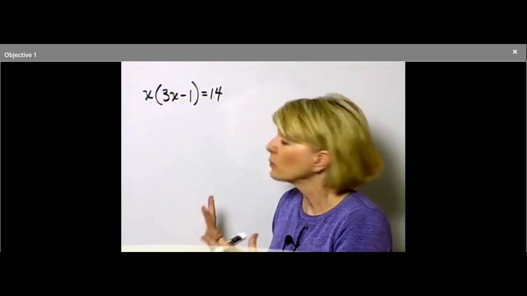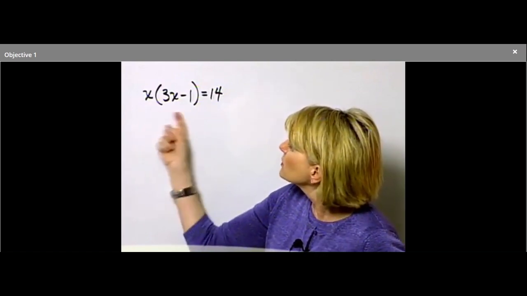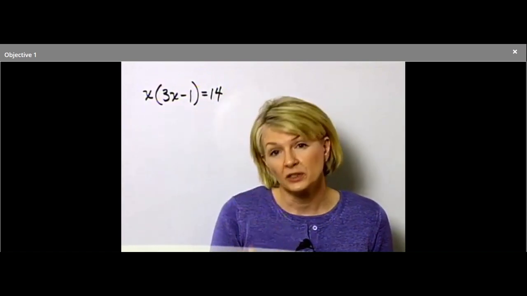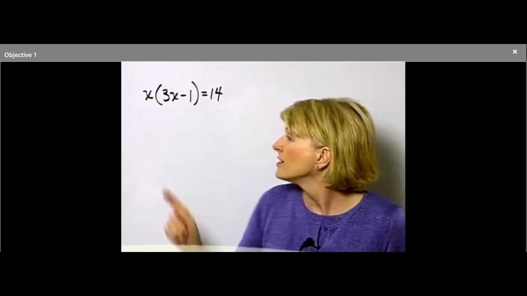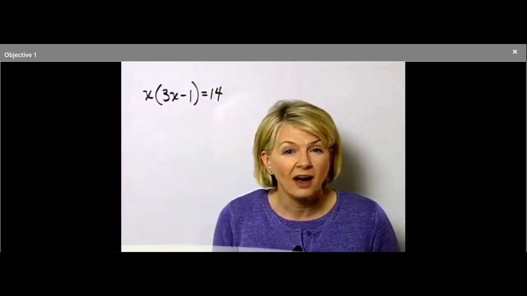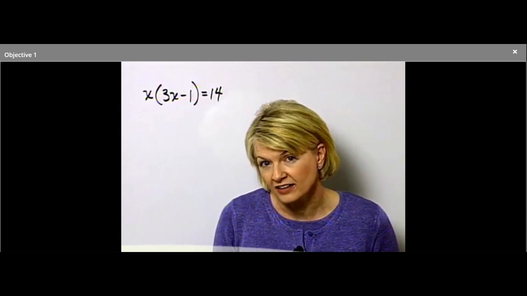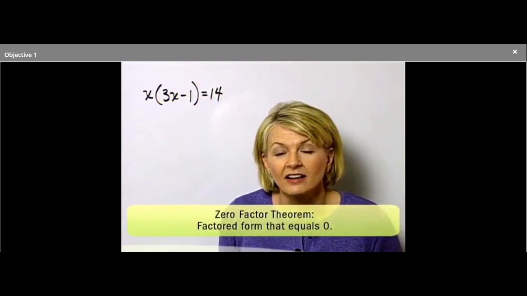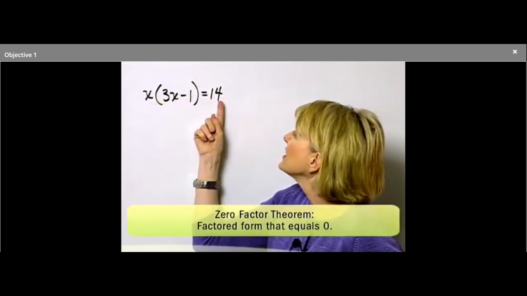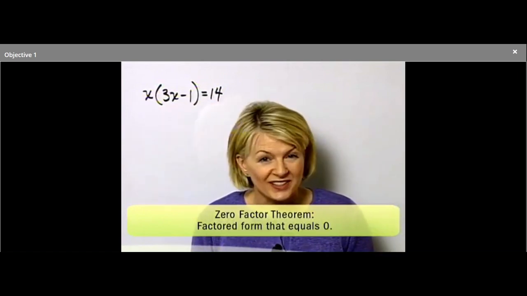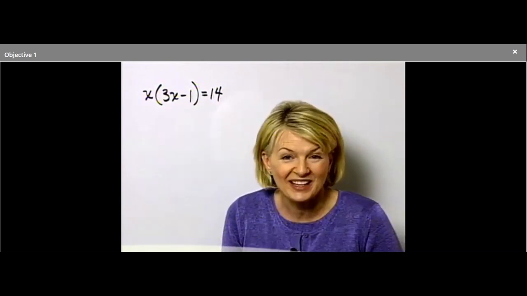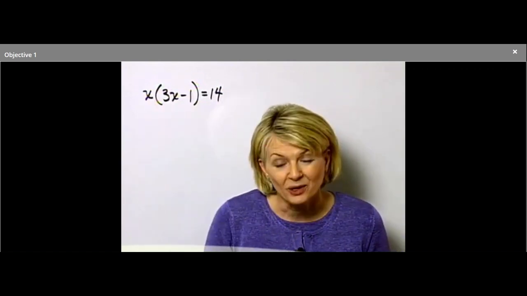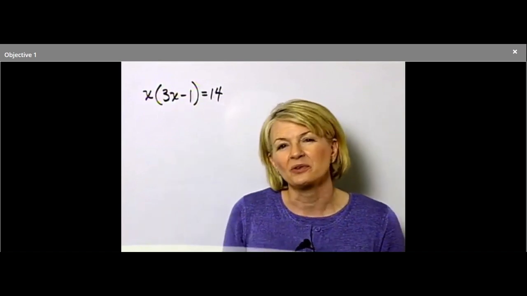Now notice for a moment what we have. If we did multiply on the left side, that would be x times 3x or 3x squared. So we do have a quadratic equation. Now we have a factored polynomial on the left side, but the problem is we do not have 0 on the right side. So you may not set each factor equal to 14 or equal to 0 or anything else at this point. You've got to have a factored form on one side, 0 on the other side. So let's go through those steps.